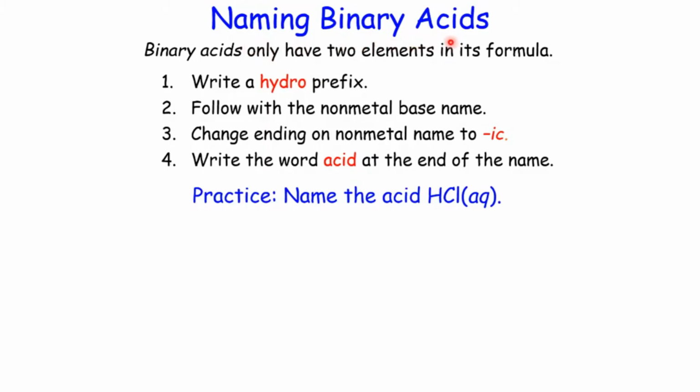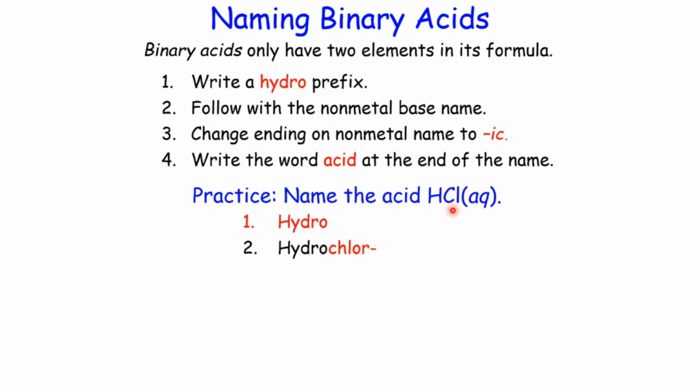Naming binary acids, we simply follow these 4 steps. I'm going to explain this using this example. Name the acid HCl, AQ. Step number 1, write hydro as a prefix. Step number 2, write the nonmetal base name. So the nonmetal's name is chlorine.